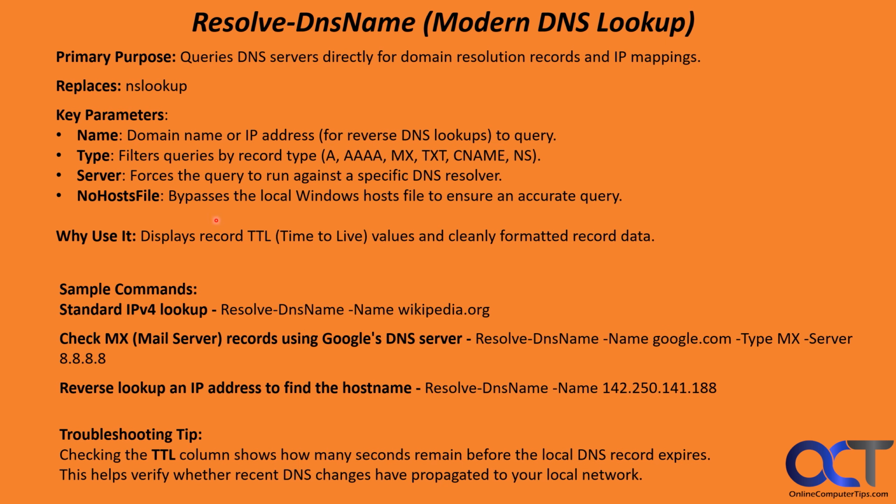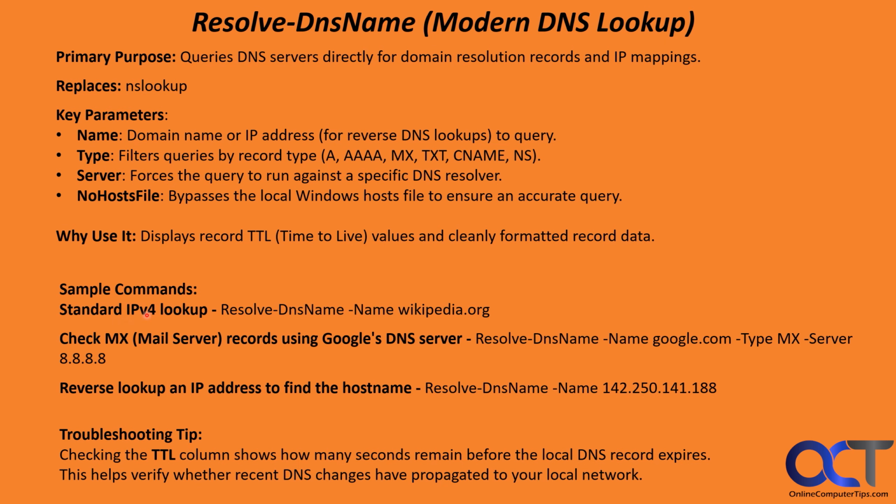And then we have the server parameter, so this forces the query to run against a specific DNS resolver. And then we have NoHostsFile, so what this will do is bypass the local Windows hosts file to ensure an accurate query in case you have some outdated information in your hosts file. All right, so why would you want to use this? So this displays record time to live values and cleanly formatted record data. All right, then we have our sample commands.